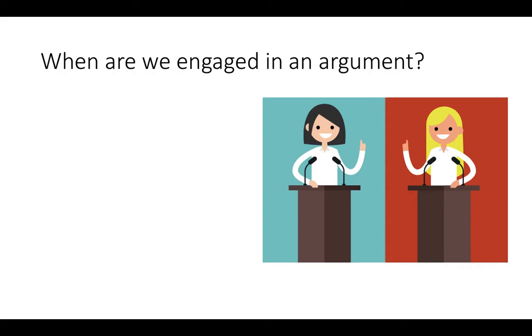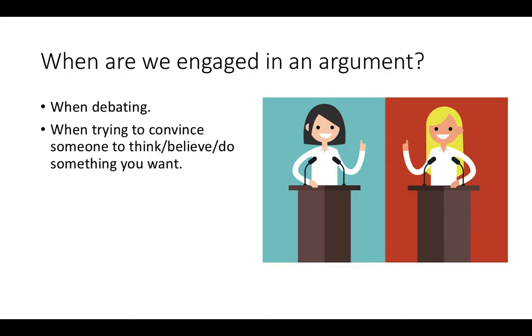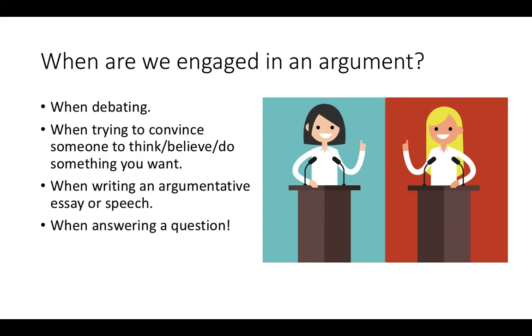So when are we engaged in an argument? Obviously, when we're debating, and there will be formal debating in quarter 3. When we're trying to convince someone to think or believe or do something that we want. Think the way we think, believe something we want them to believe. And that can even be we want them to believe that we're credible, that we're a reliable source of information. So we're using claim, evidence, reasoning to make them believe that what we're saying is right. When we're writing an argumentative essay or speech, and when we're answering questions. When you're answering a question, you're trying to convince me that your logic is correct.